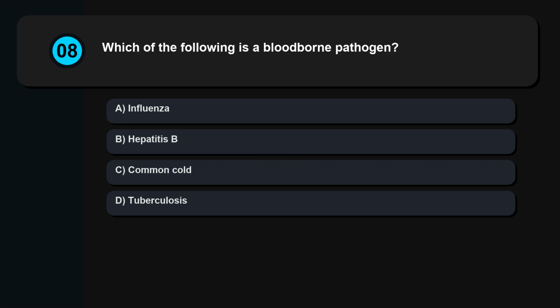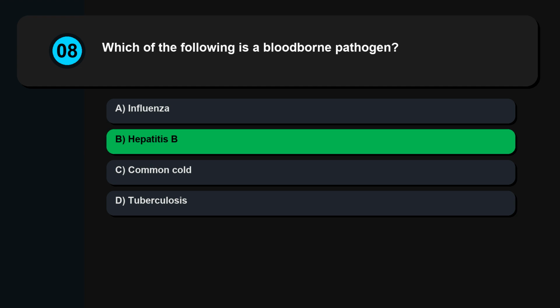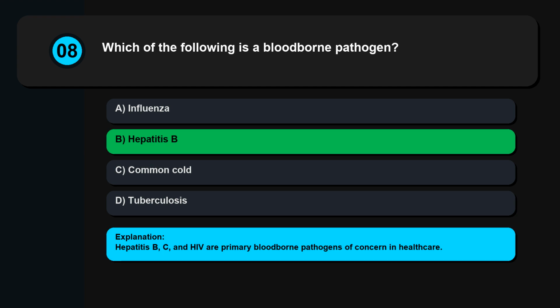Question 8. Which of the following is a bloodborne pathogen? Influenza, hepatitis B, common cold, or tuberculosis. Hepatitis B, C, and HIV are primary bloodborne pathogens of concern in healthcare.